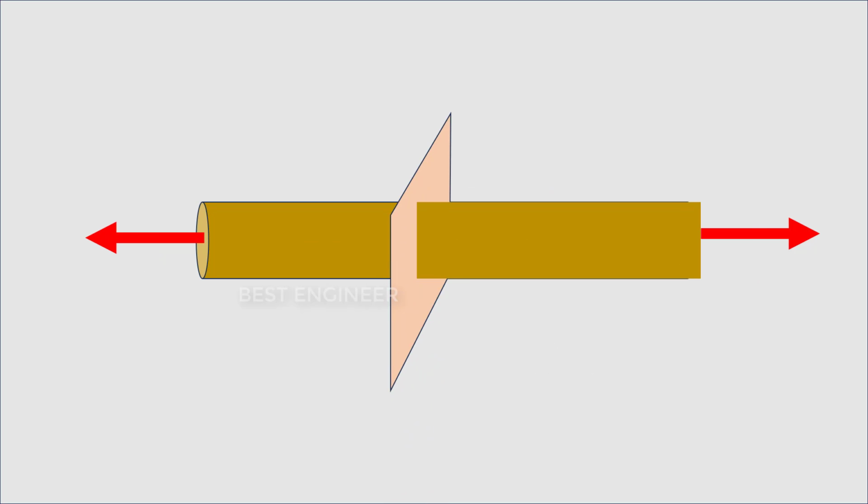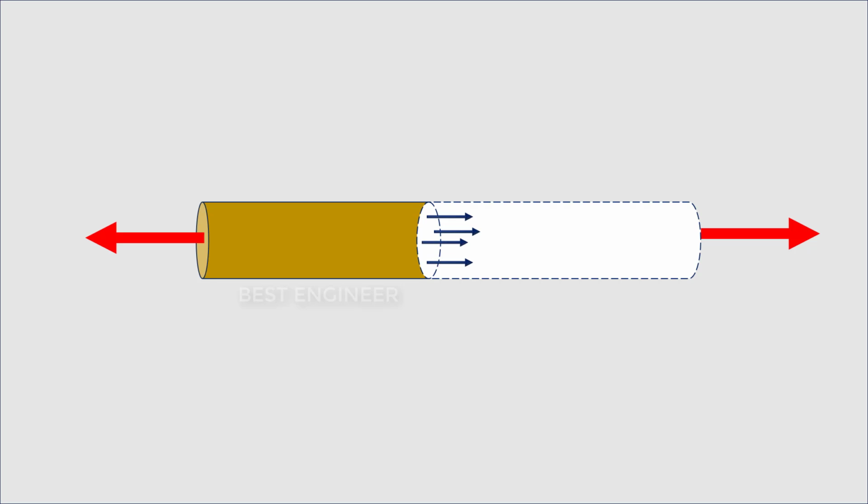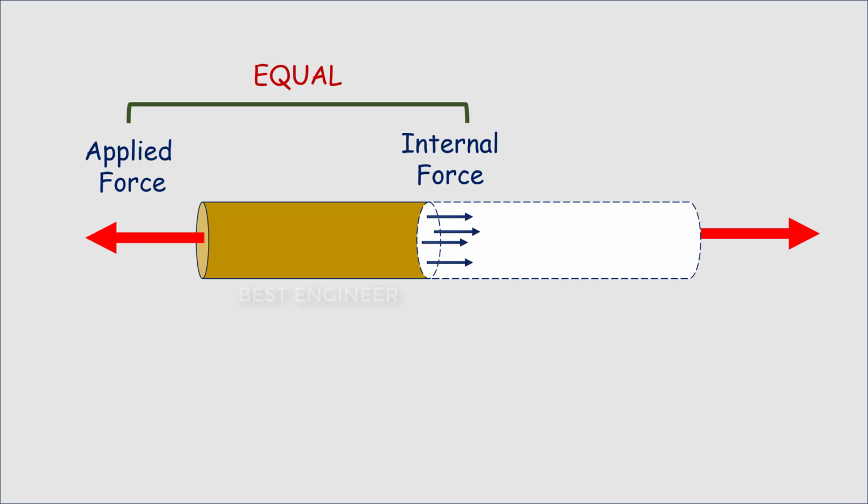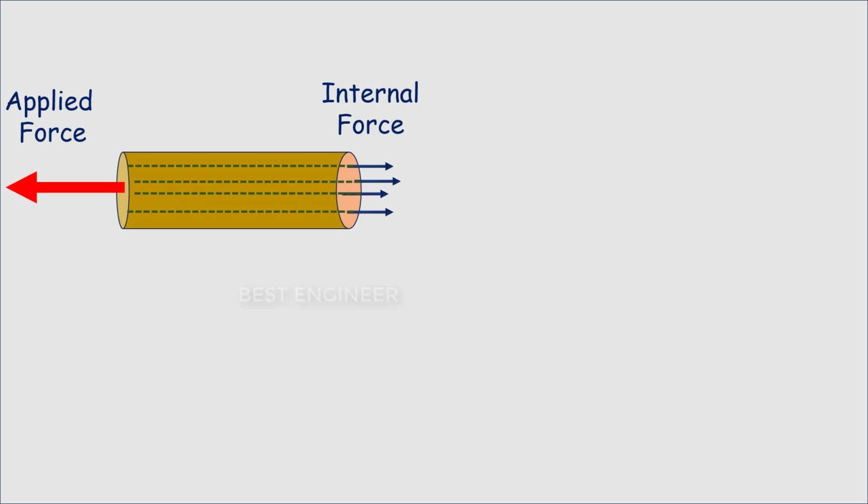Now imagine a cut section across the bar, making an imaginary cut. To keep the bar in equilibrium, the internal force will develop at the middle of the bar. The equilibrium internal force will be equal to the external applied force. This internal force will be distributed across the area of the bar in a number of lines.